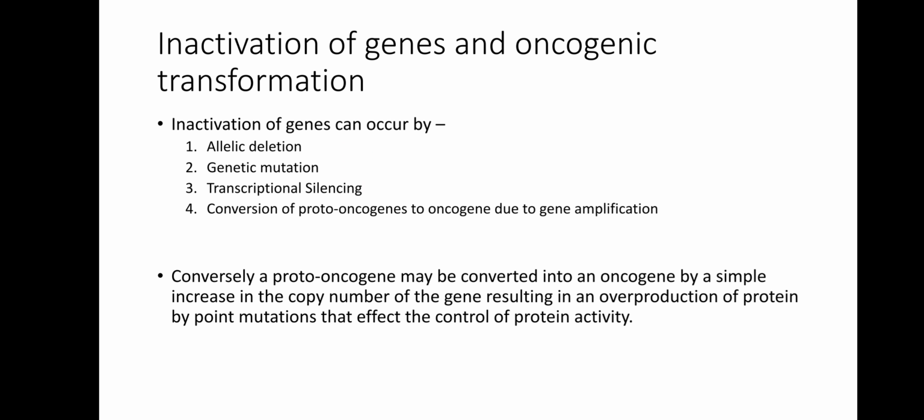Inactivation of genes can occur by allelic deletion, genetic mutation, transcriptional silencing, or conversion of proto-oncogenes to oncogenes due to gene amplification. Conversely, a proto-oncogene may be converted into an oncogene by a simple increase in the copy number of the gene, resulting in overproduction of protein, or by point mutations that affect the control of protein activity.